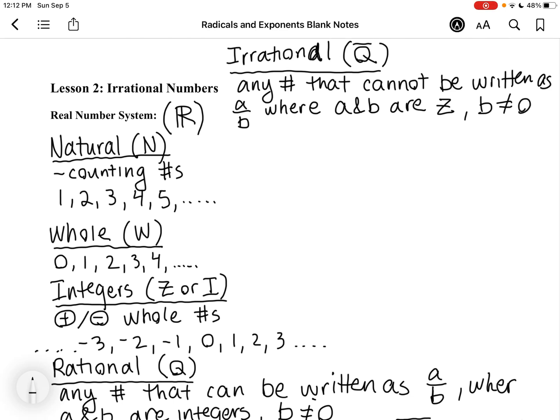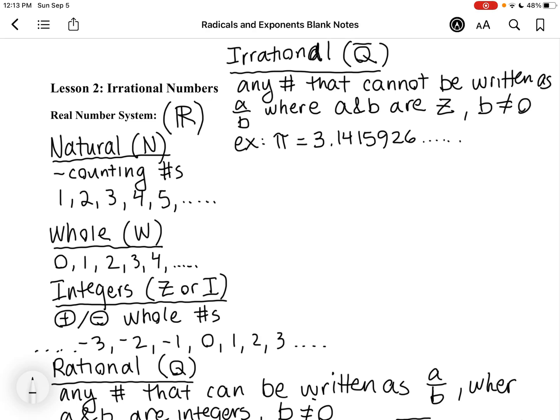Okay, so an example of an irrational number, probably the most famous one, is pi. And a decimal approximation to pi, 3.1415926, and it keeps going and going forever. Okay, so pi is a non-terminating, non-repeating decimal. Okay, it doesn't terminate, doesn't end, and it doesn't repeat. That means it's irrational. We cannot write it as a fraction.